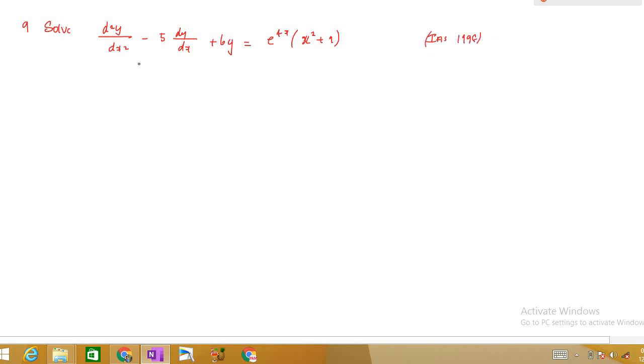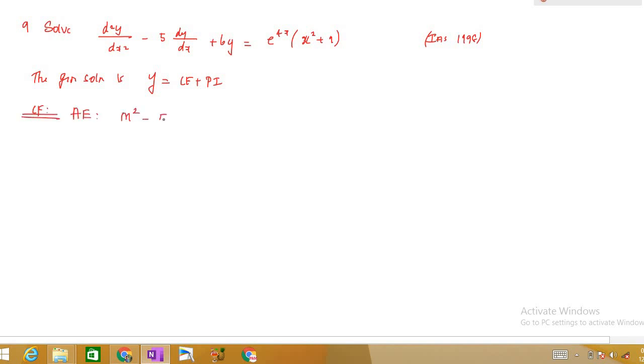The first thing is you have to fix the topic. It is a second order equation with constant coefficients, and you can see the RHS is e power 4x into x square plus 9, that is type 1 into type 3. So first, the general solution is y is equal to complementary function plus particular integral. First we will find the complementary function. For that we need to find the auxiliary equation.